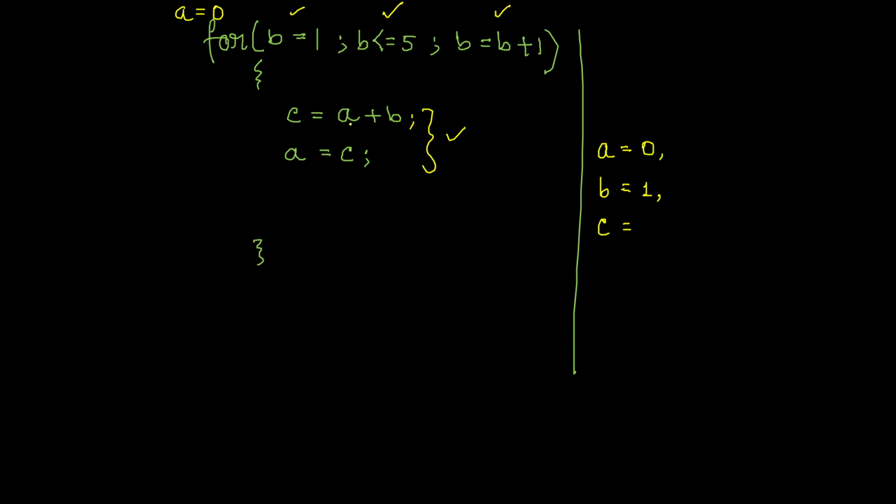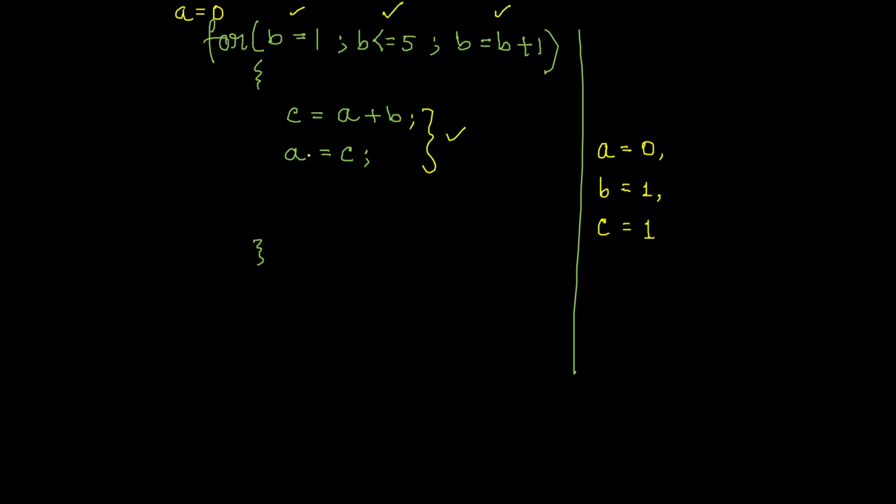Now A is 0 and B is 1, and B less than or equal to 5 is true. That means 0 plus 1 equal to 1, so C will now contain 1 on executing this statement. Then this will execute. When this executes, what will happen? A equal to C. That means whatever is present in C will come in A.